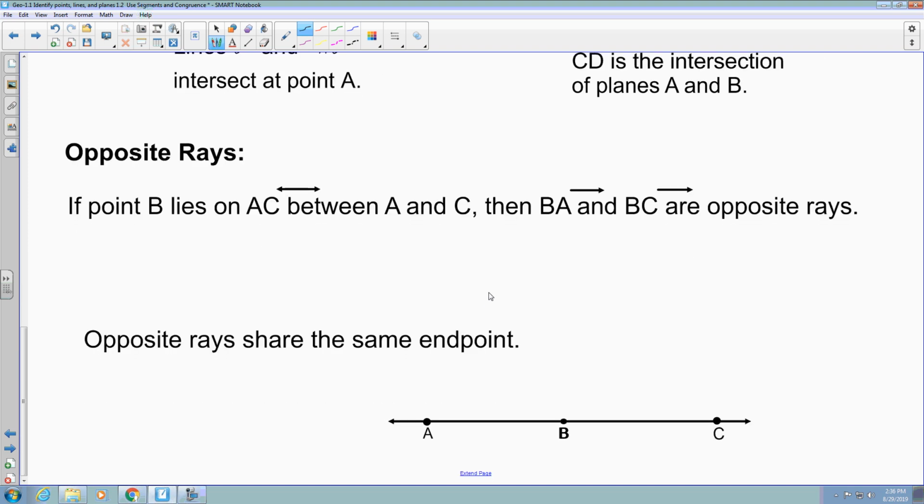Now, opposite rays. If B lies on line AC and is between A and C, then ray BA and ray BC are opposite rays.